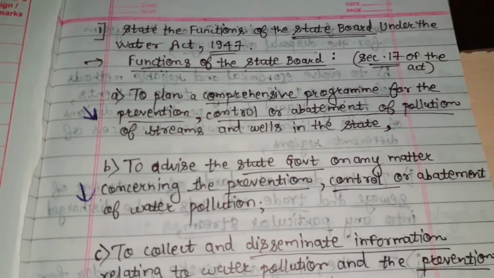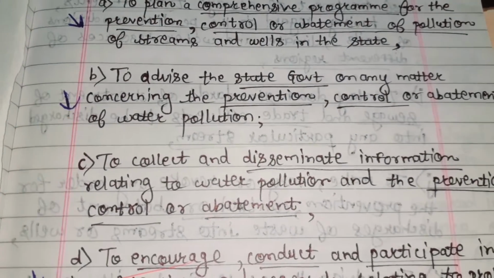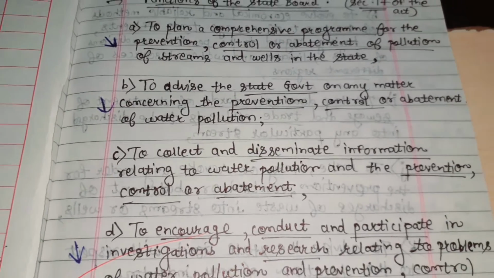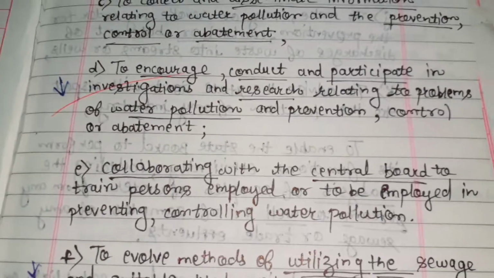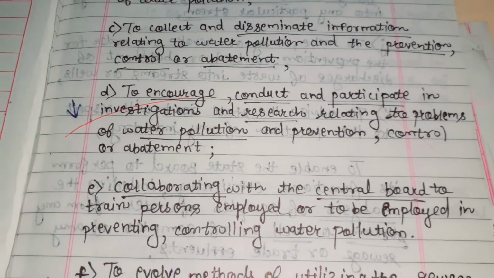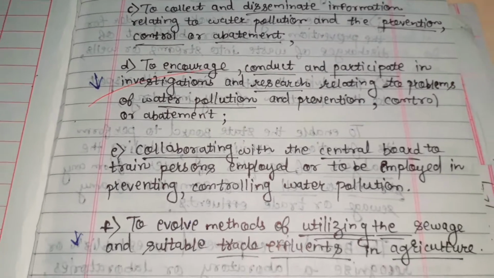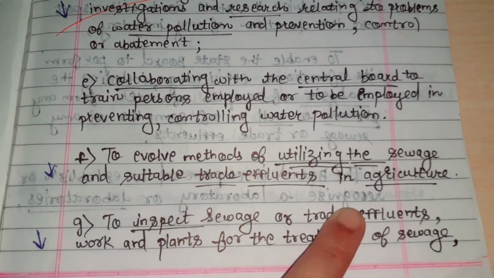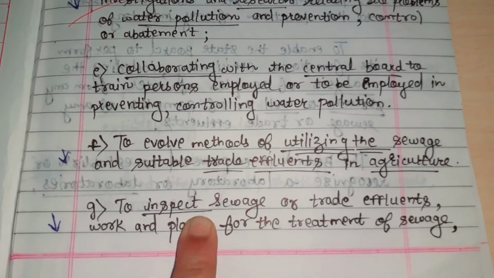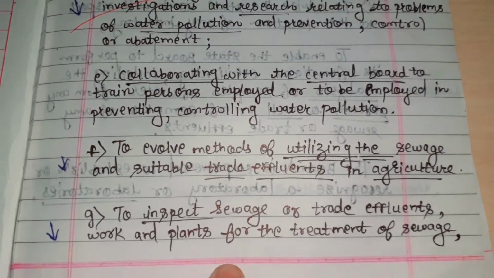Conducting programs to prevent, control or abate pollution. Then to advise the state government about pollution and how to prevent it. To collect samples. Then to investigate matters, or to encourage, conduct and participate in investigations. Next is to study the trade effluent which is found in agriculture. To inspect the sewage or trade effluent works and the plans for the treatment of sewage.